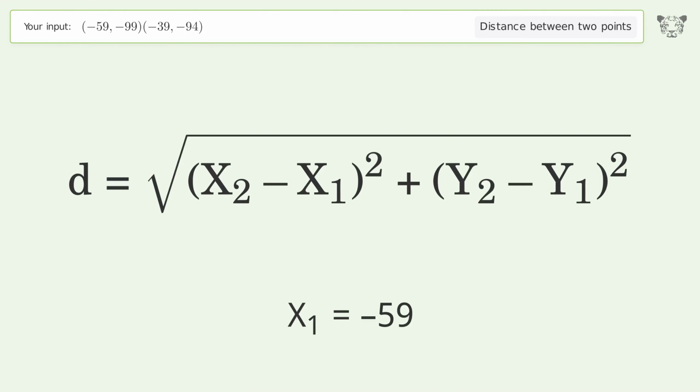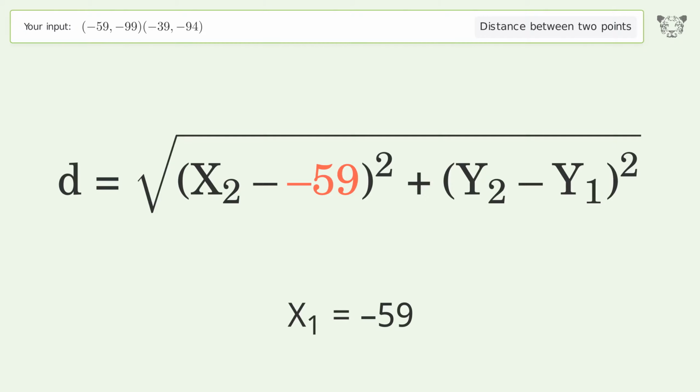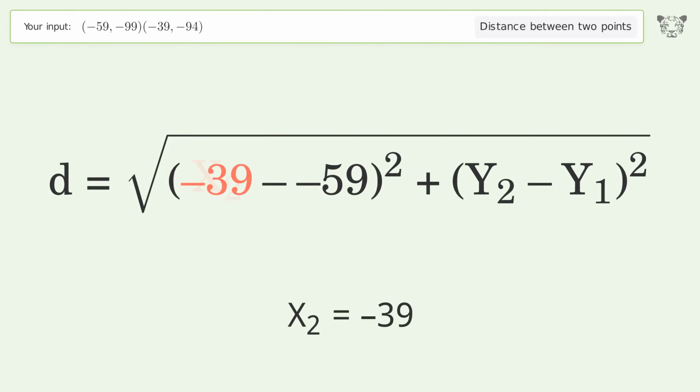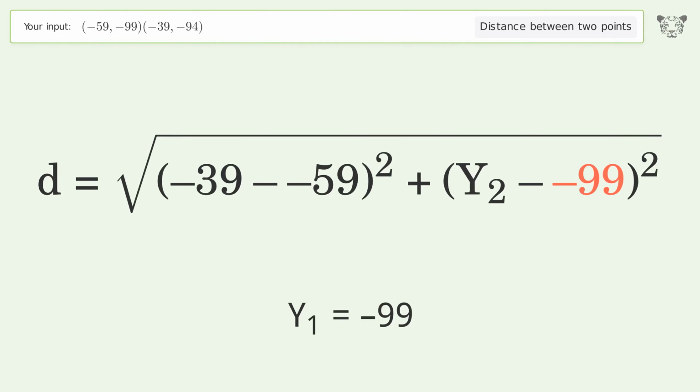x1 equals negative 59. x2 equals negative 39. y1 equals negative 99. y2 equals negative 94.